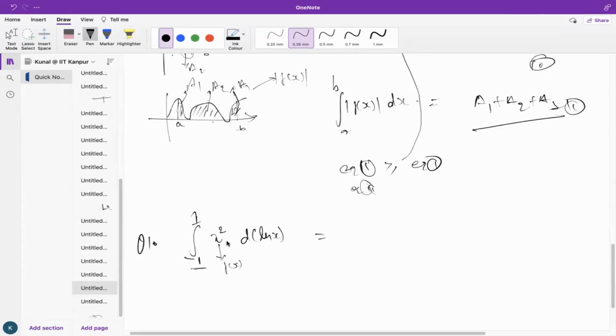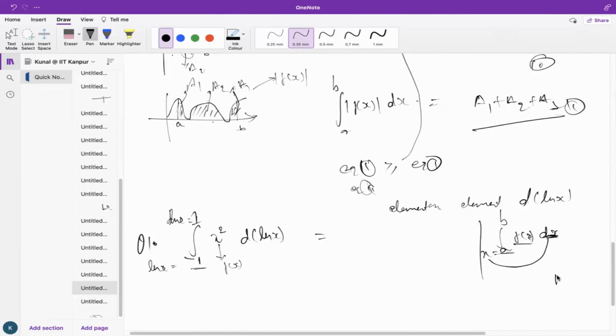We are integrating x square, but with respect to what? Our elementary element is d of ln x. Let me write here: if we integrate f(x) dx from a to b, then the variable is x because our elementary element is dx. Our very, very small element is dx, right? But if we write ln x here, we are integrating in terms of ln x.